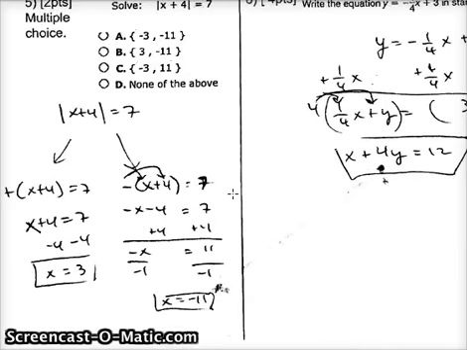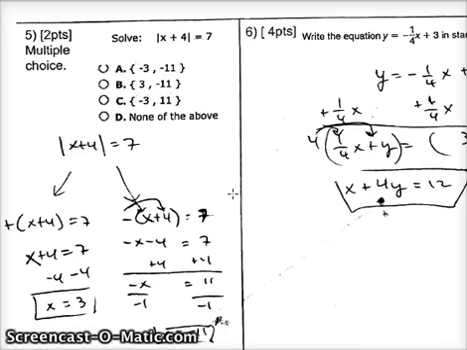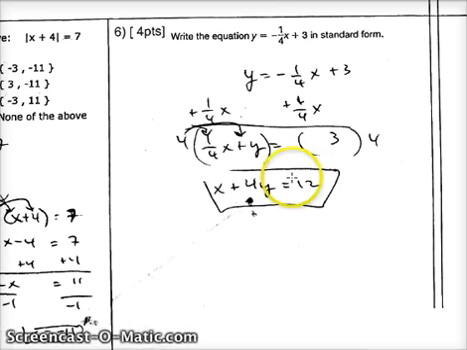Question number 5 was the same question from your previous quiz. You don't see it, but it says B there. And question number 6, write the equation y equals negative 1/4 x plus 3 in standard form. So you're taking it from slope-intercept form. Standard form means you have the x and the y on one side. In order to do that, you'll have to add 1/4 x to both sides. You'll get 1/4 x plus y equals 3.